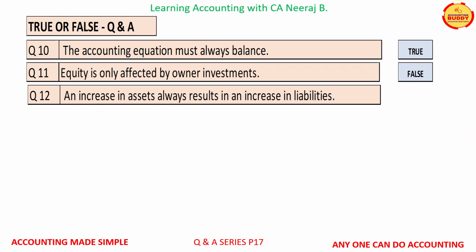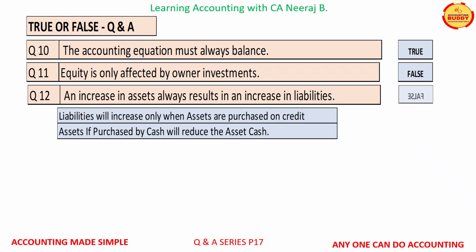Question number 12, an increase in assets always results in an increase in liabilities. This is a false statement. Liabilities will increase only when the assets are purchased on credit. When the assets are purchased on cash, the cash which is an asset of the business will be reduced.